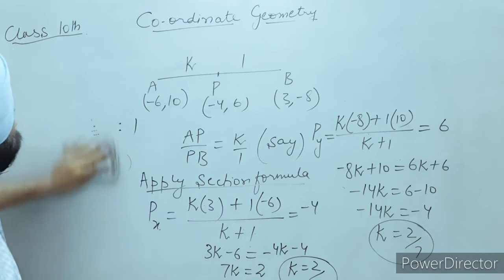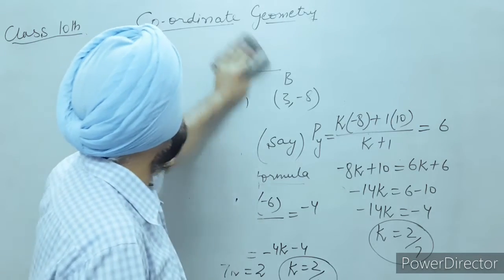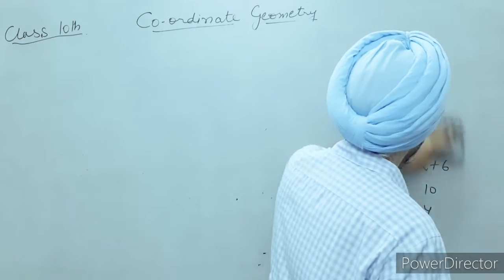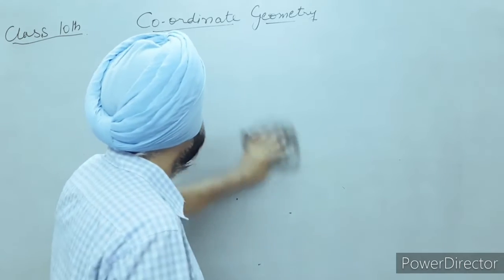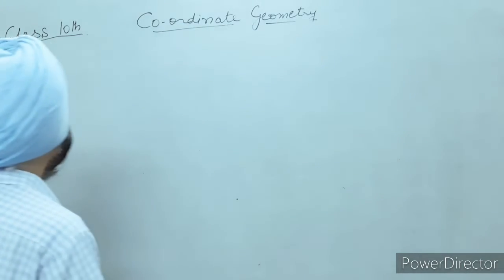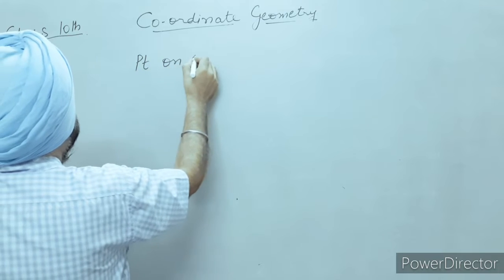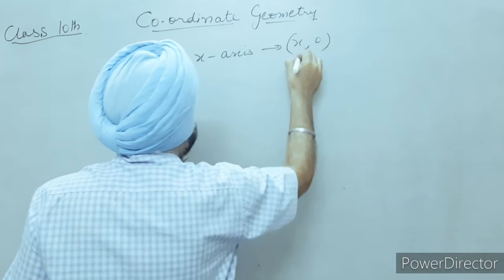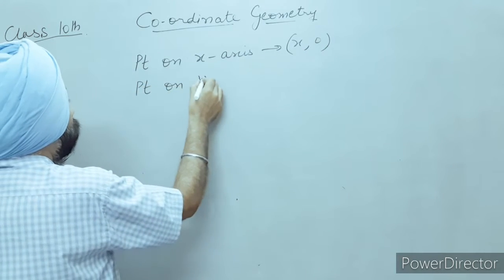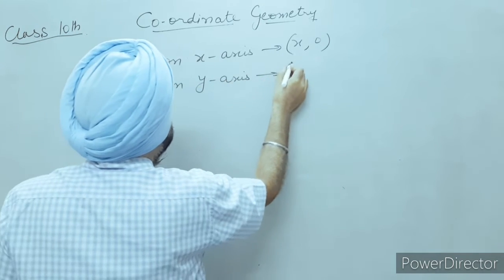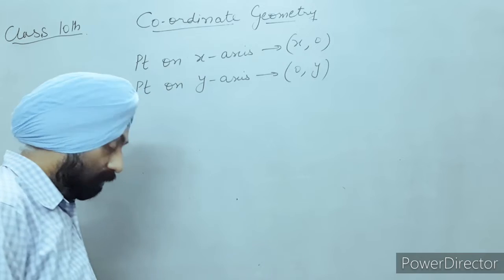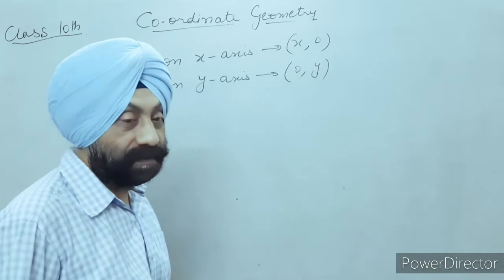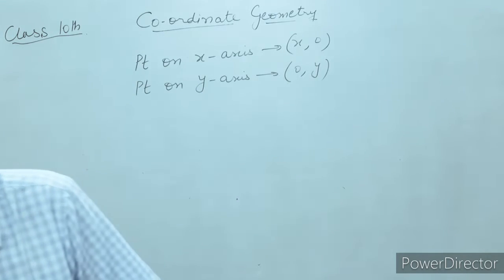Right? Now let me do another sum for you. As I told you in the previous lecture, any point on the x-axis is taken as x comma 0, and a point on the y-axis is taken as 0 comma y, because on the x-axis the ordinate is 0 and on the y-axis the abscissa equals 0. Now let me try one more question for you.